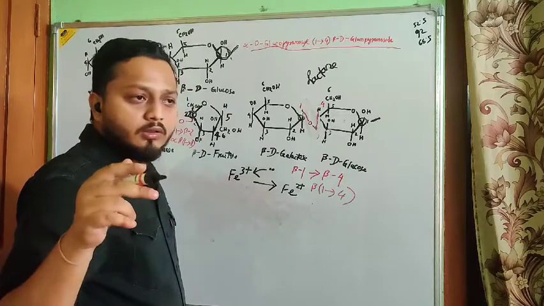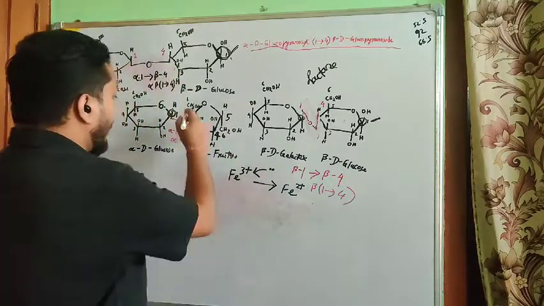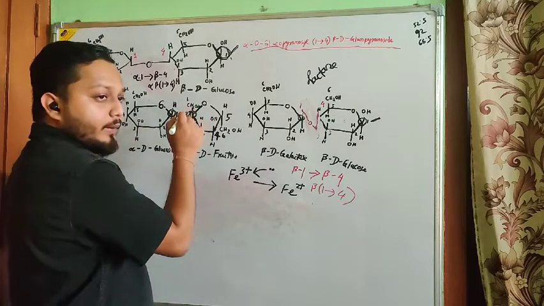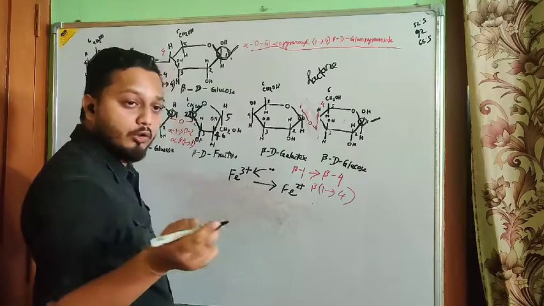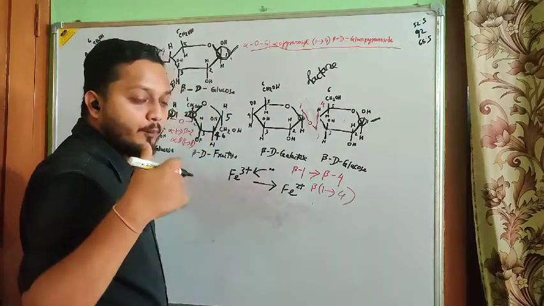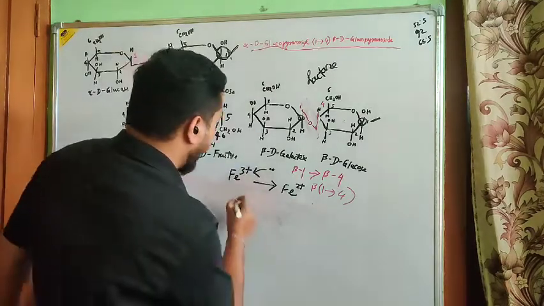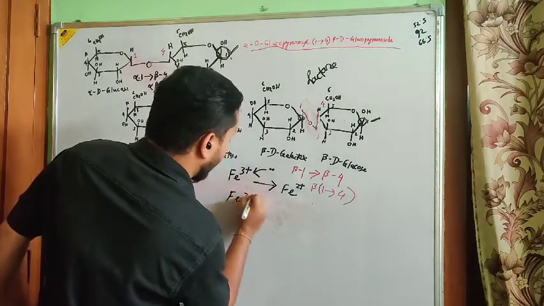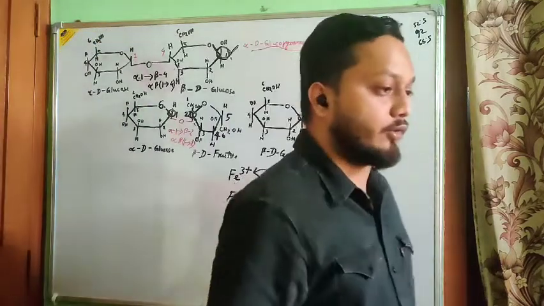And for non-reducing sugar, say sucrose, there are two anomeric carbon atoms, and both anomeric carbon atoms take part in bonding. There are no lone pairs of electrons. Therefore, when it reacts with a metal ion of a higher oxidation state, say Fe3 positive, it will remain Fe3 positive. It will not be reduced, therefore non-reducing sugar.